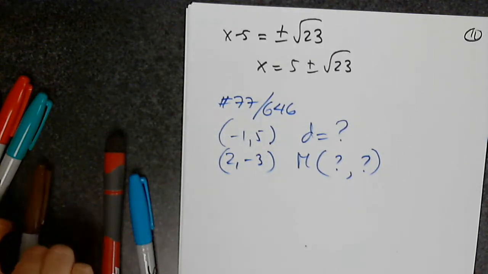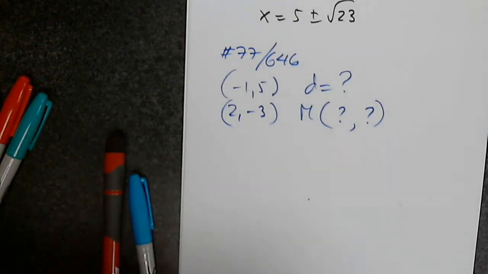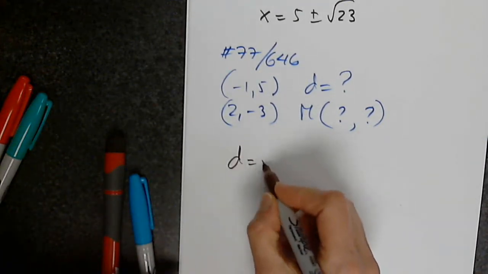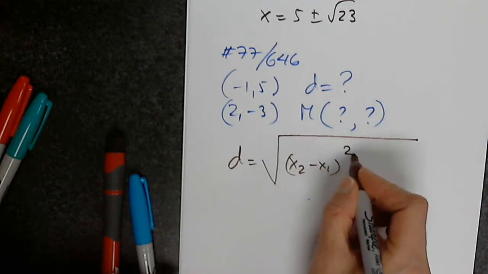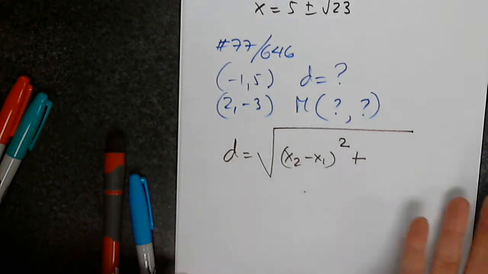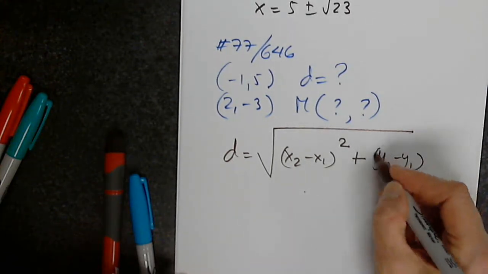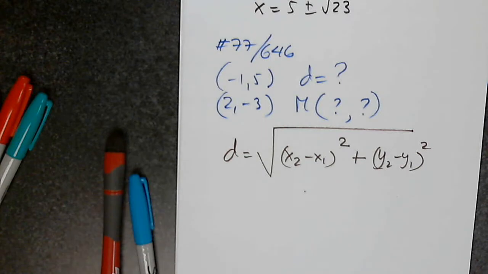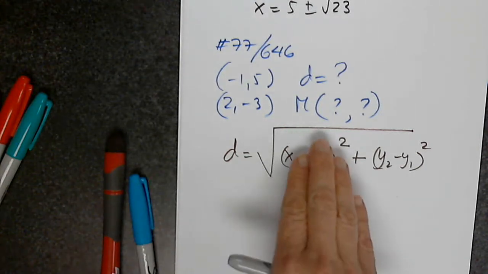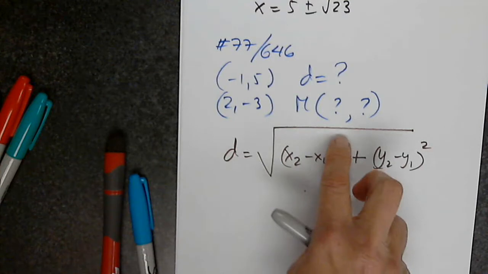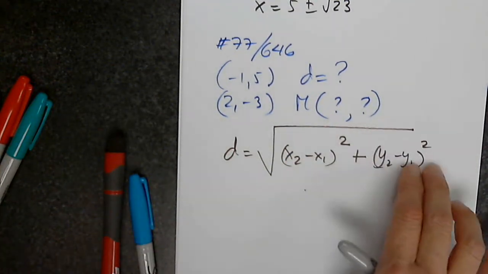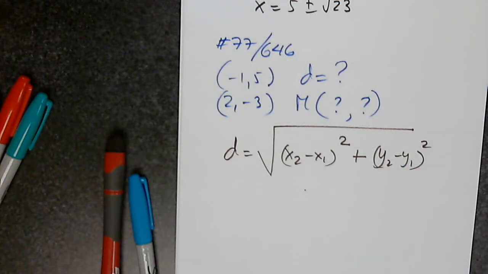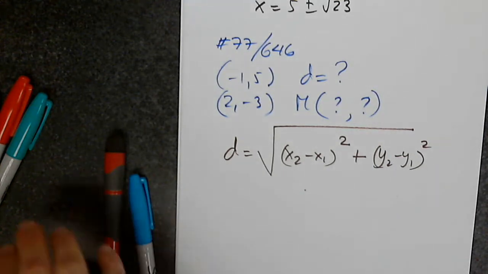Does anyone remember the distance formula? The difference of x's squared plus the difference of y's squared. And remember, you cannot have a negative number, right? This is something squared, which will always be positive. This is something squared, which will always be positive. And positive plus positive cannot be the square root of -5, right? So let's plug them in.